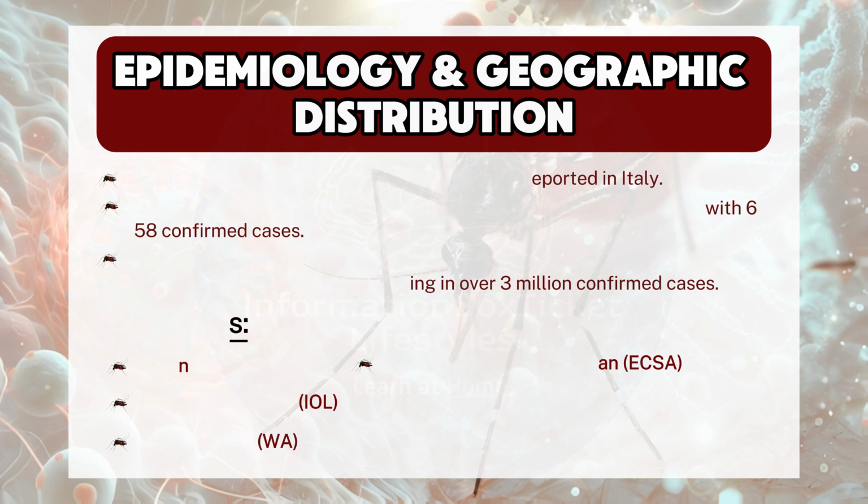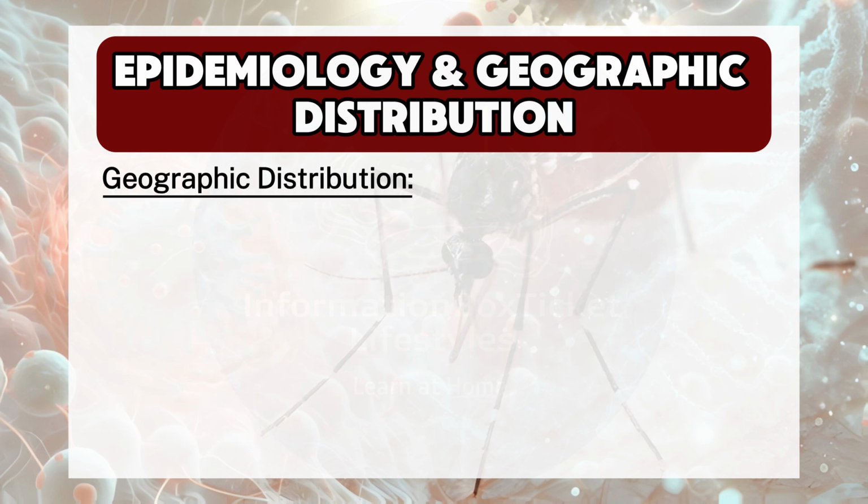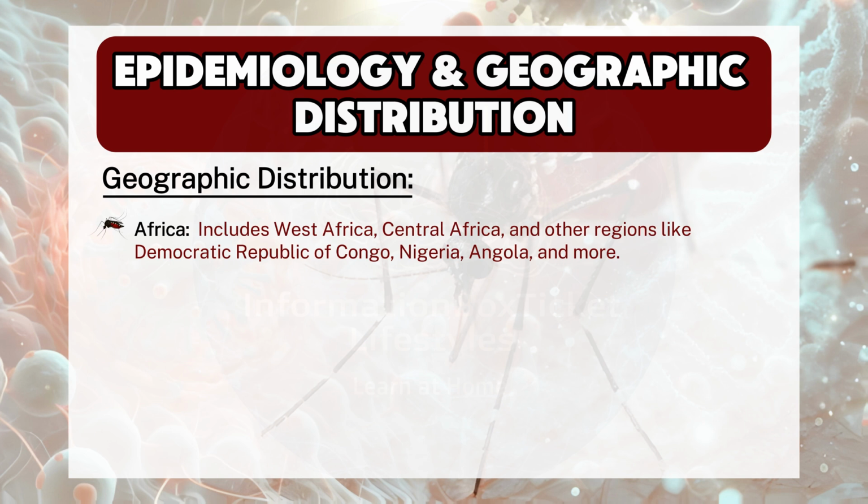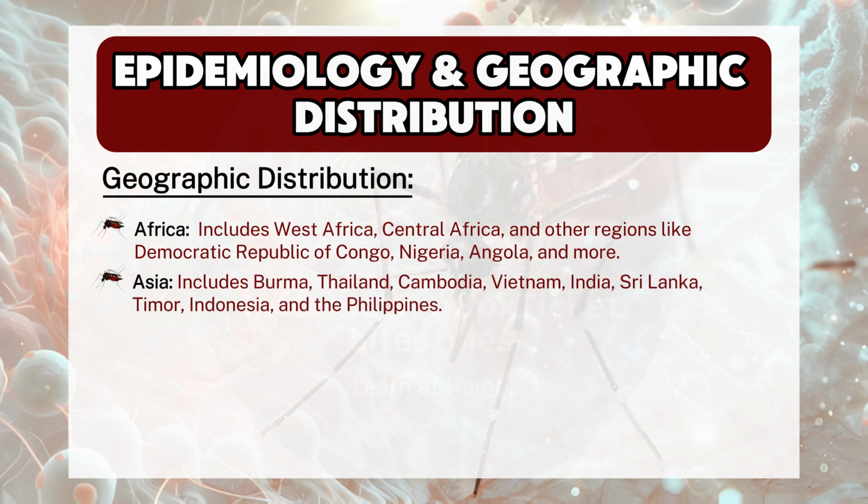East/Central/South African. Geographic distribution: Africa includes West Africa, Central Africa, and other regions like Democratic Republic of Congo, Nigeria, Angola, and more. Asia includes Burma, Thailand, Cambodia, Vietnam, India, Sri Lanka, Timor, Indonesia, and the Philippines.